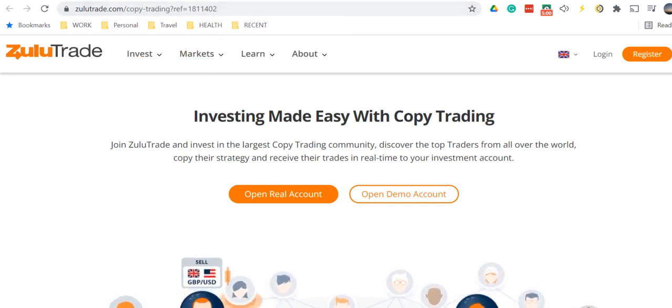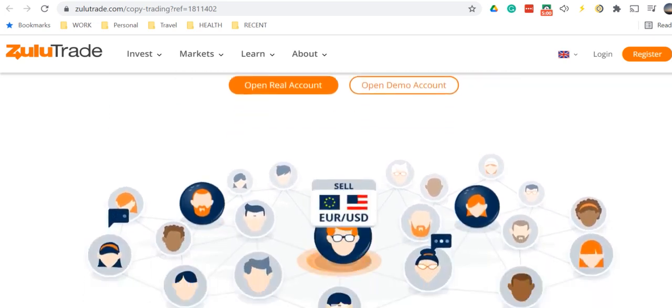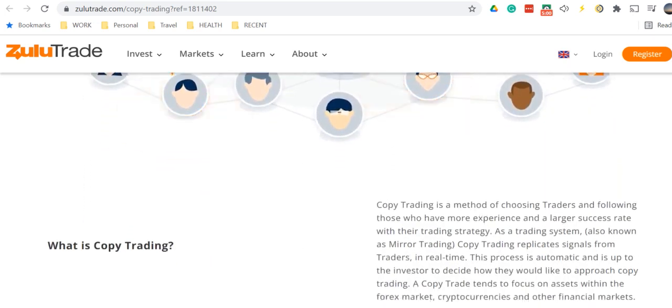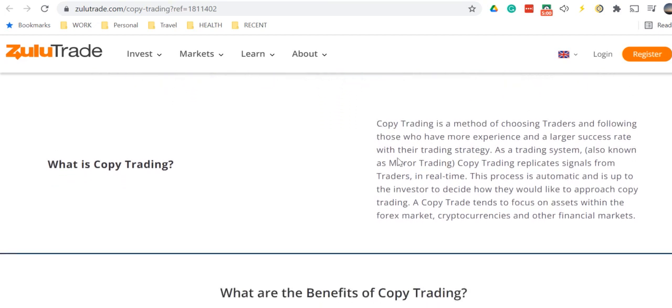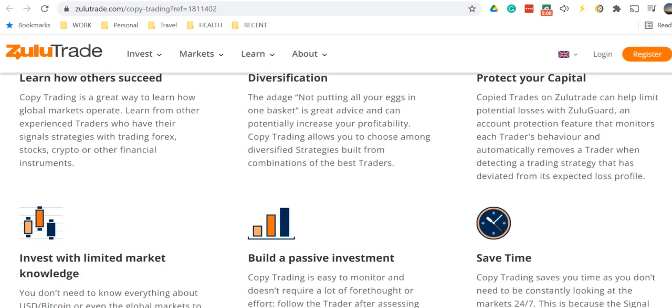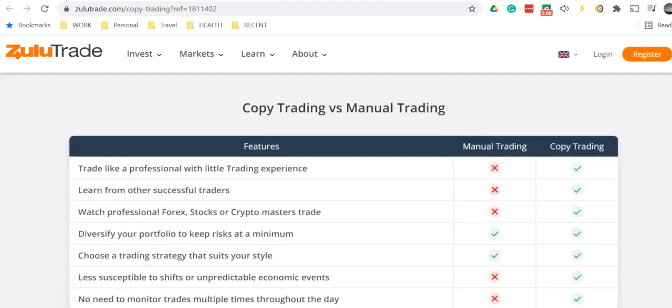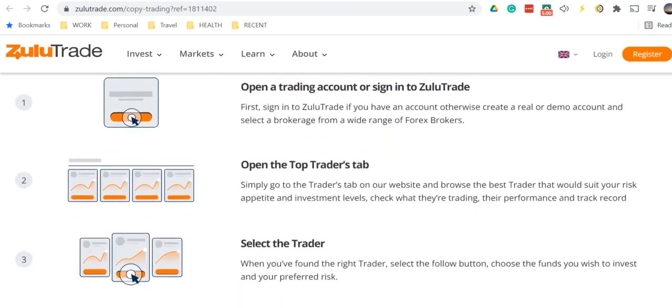So this is just their homepage. These guys have been around for quite a while, and so probably would be considered to be amongst the market leaders in copy trading. So you can get the basic lowdown on what copy trading is there. Have a read through that, and they just compare manual trading and copy trading. So again, this is just done-for-you investing, essentially.